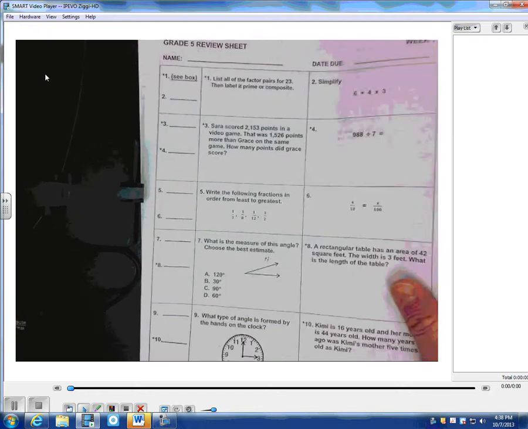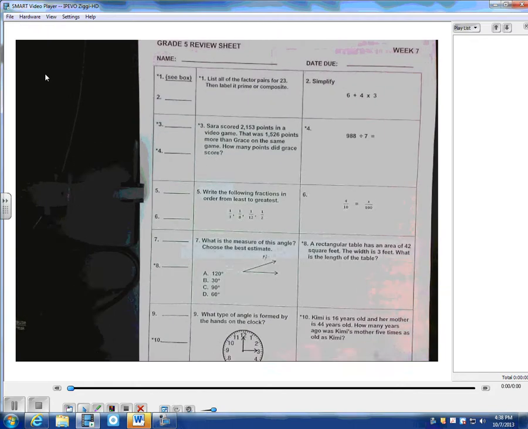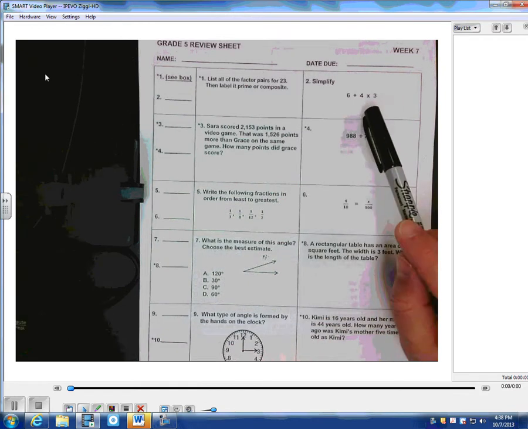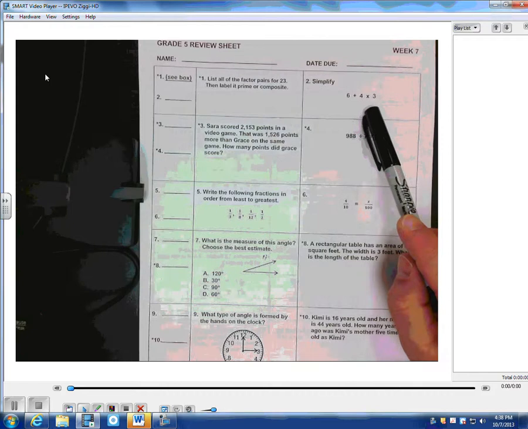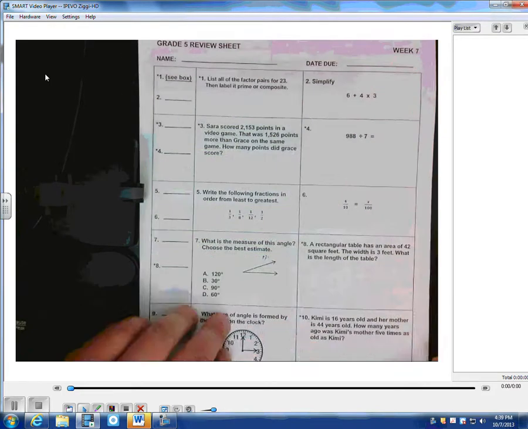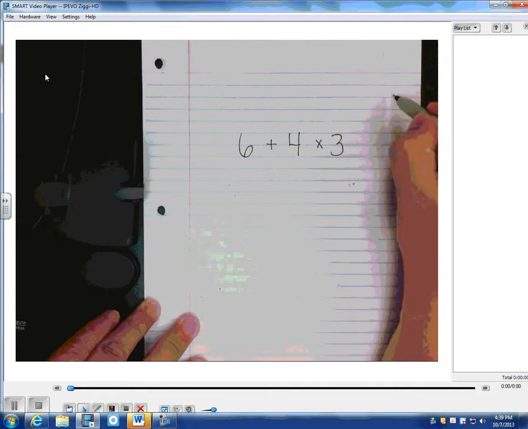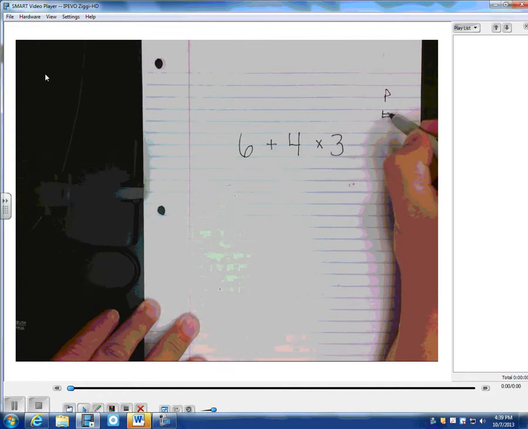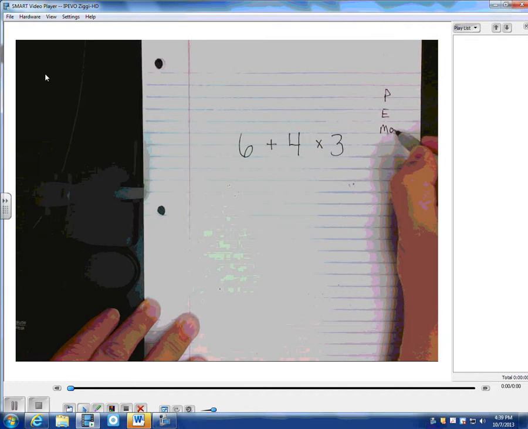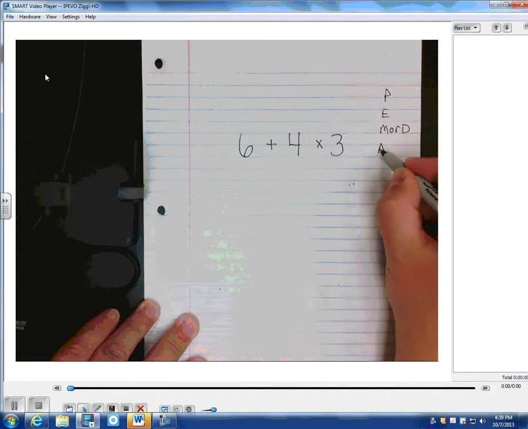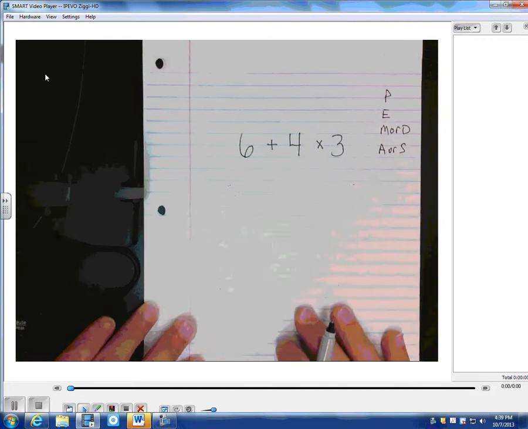Let's look at the next problem. The next problem should look really familiar to you because we just finished this unit a couple weeks ago. You're simplifying 6 plus 4 times 3. Okay? Let's take a look at that. So again, going back, we remember from using our strategies on solving order of operations.